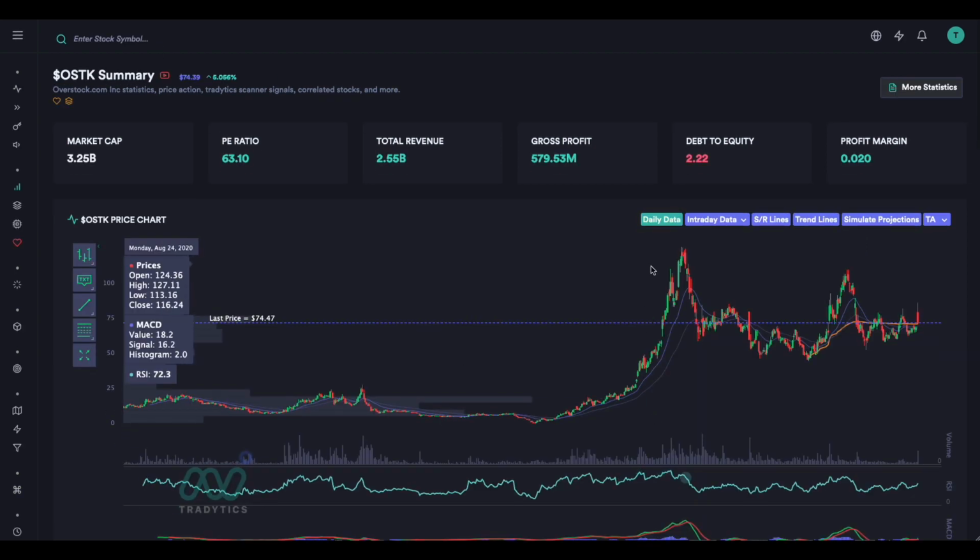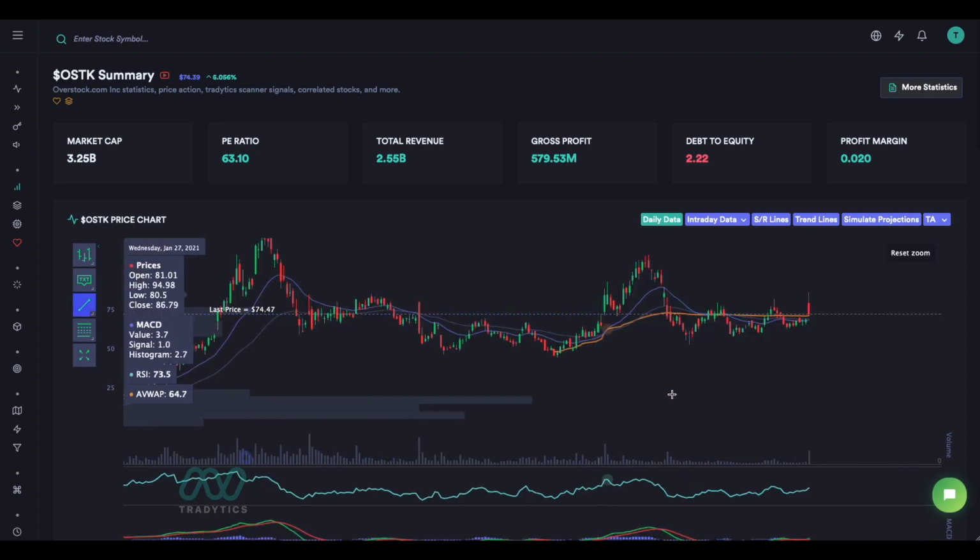We have OSTK. With OSTK, again, we are saying that this is either a support or resistance level based on where the price is going. And you can see that this is not an excellent support level, but still there were so many times when the price touched this level and went up or down.